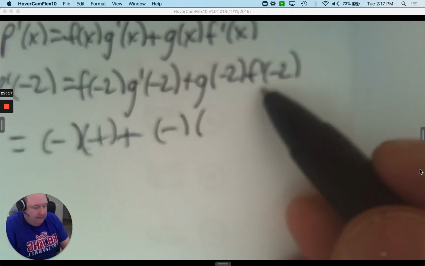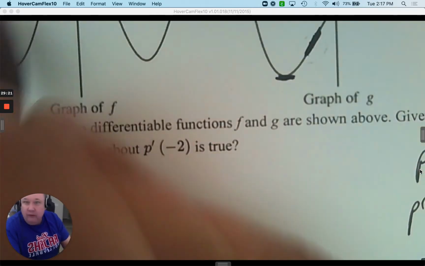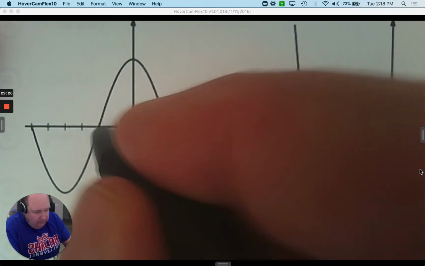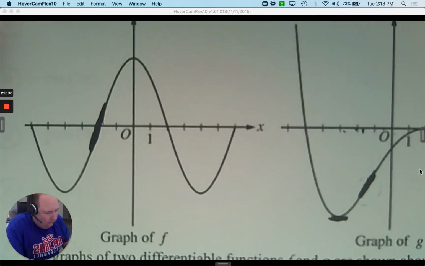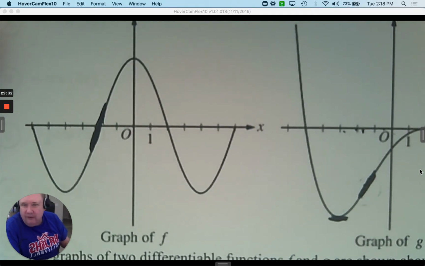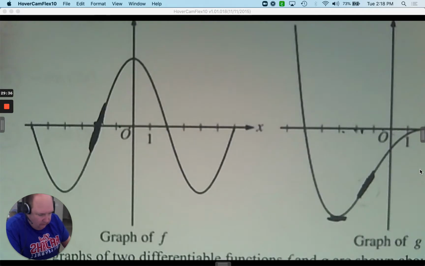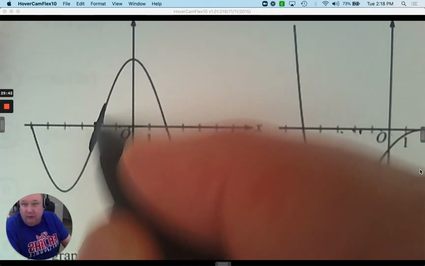And then the derivative at -2. So the derivative here is -2. The derivative here at -2. Oh, wait a second. So f at -2 is actually 0. I thought it was negative. I wasn't looking at the scale right. But the derivative is positive there.